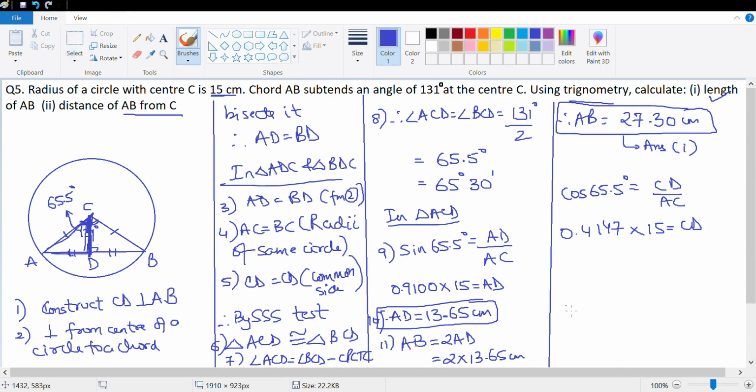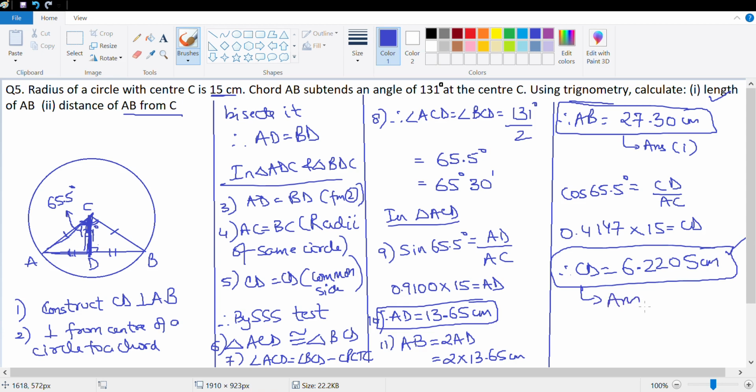Okay, so therefore CD is equal to 6.2205 centimeter. That's what they wanted. This is answer part 2. Done. Interesting question. Required us to use trigonometry in a circle. Good. Let's look at the next question.